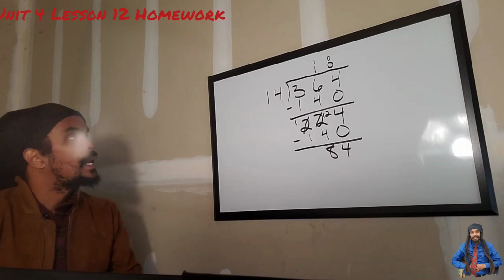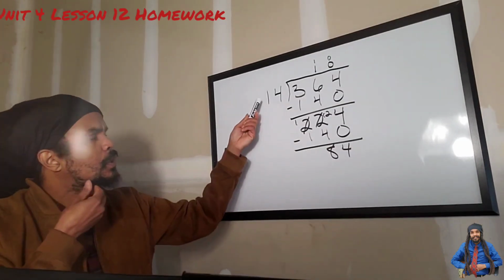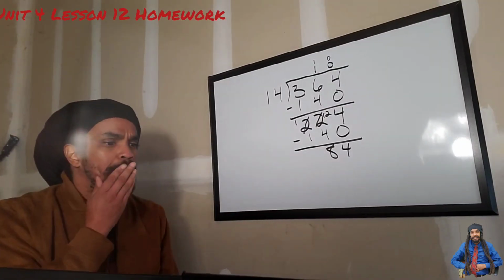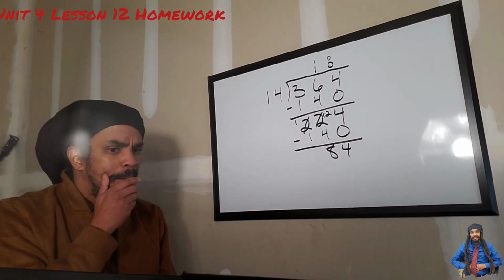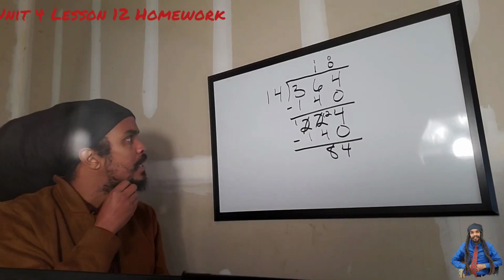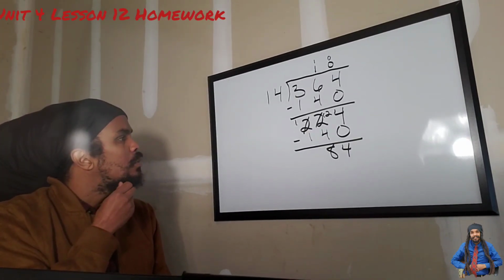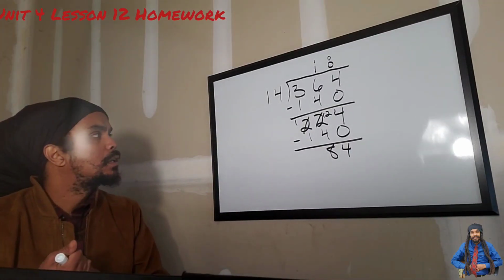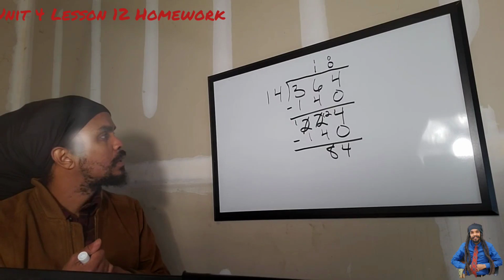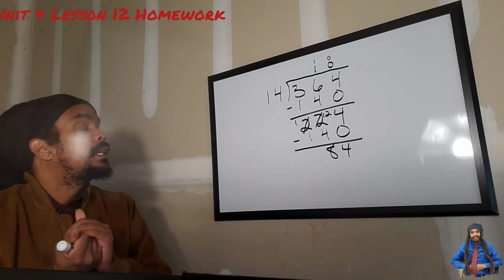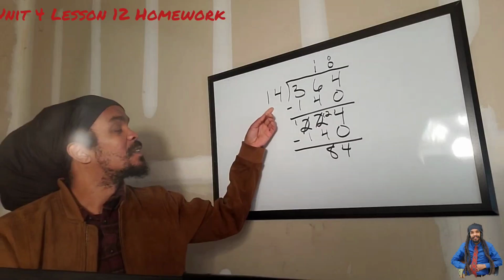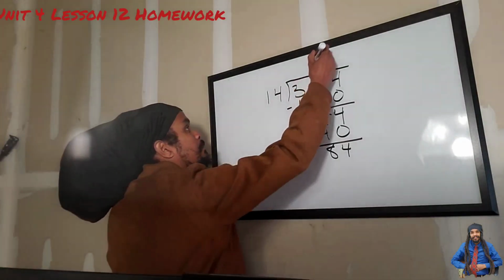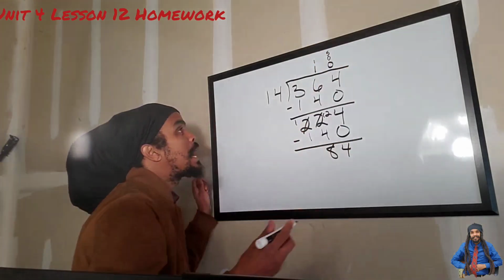All right, so now we need to start thinking, 14 times what will give us 84? I'm not really sure, but how about this? Maybe we could take out 4 more. I know 4 probably isn't the answer, but, oh wait, never mind. Let's use what we know. Because we know 14 times 10 is 140. How about we just take out half of that? We can take out 5.